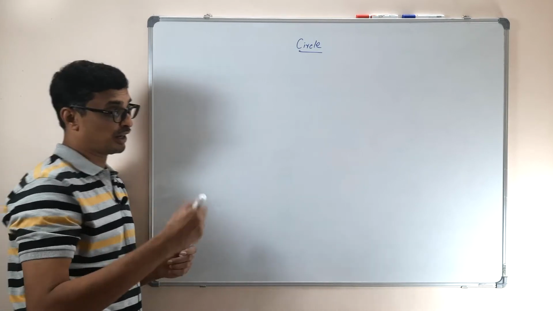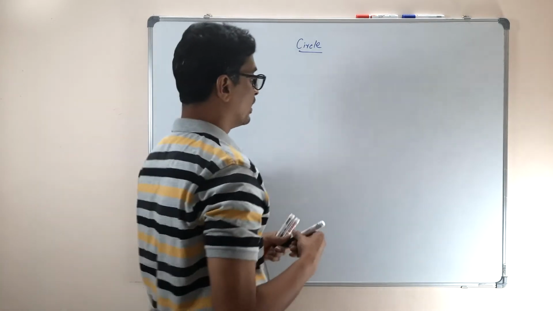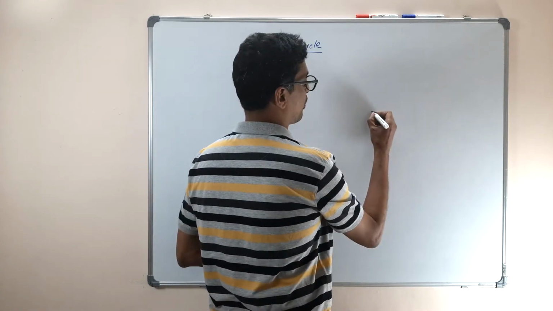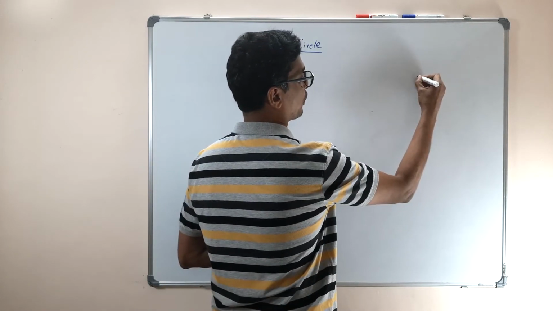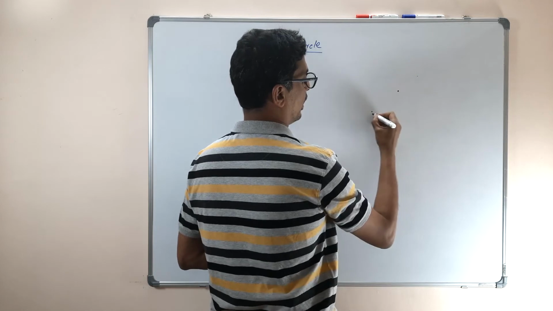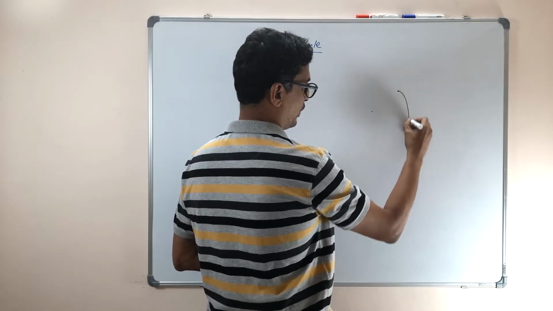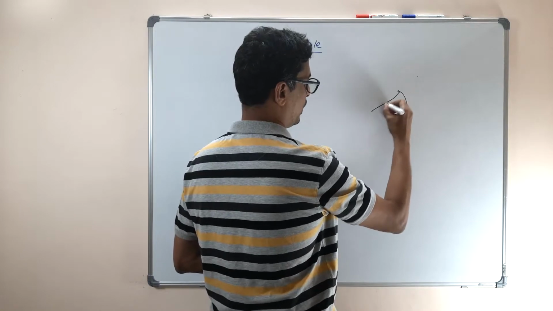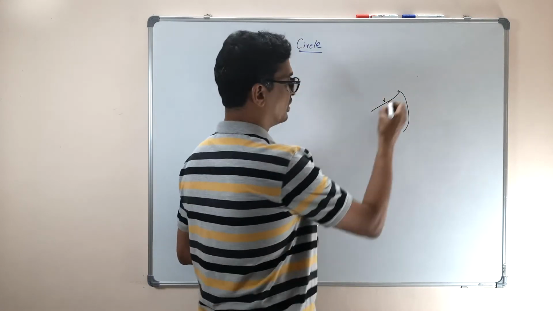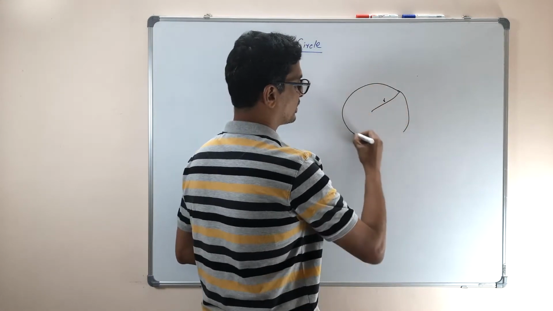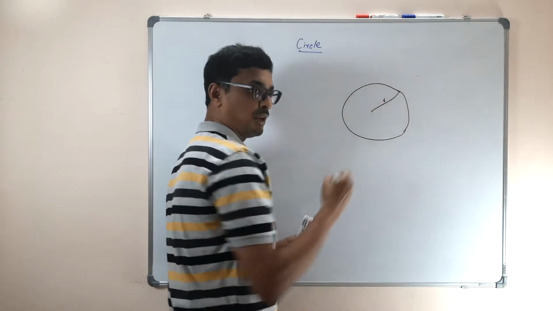Suppose I say the geometric condition is a fixed distance from a point. So when I say this is a point and this is one point, the locus of the point should be at a fixed distance. That means this r should be always constant. So what are you going to get? We will get a circle, right? Then only the circle radius will be constant.